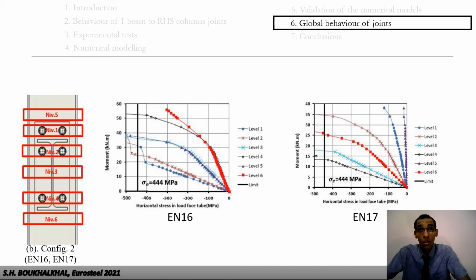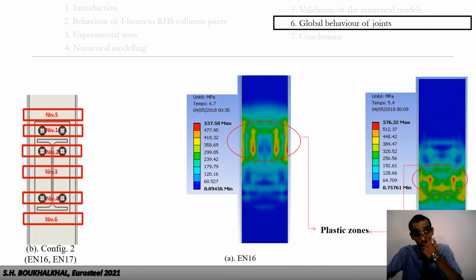In addition, it can be noted that the major parts of the column's loaded face have yielded before the load reaches 14 kN/meters. For EN17, it could be observed that the face of the CFST column yields for a moment equal to 22 kN/meters. Consequently, the joint of configuration B presents a higher resistance for EN16 and EN17. In terms of stress concentration and yield zones, the figure depicts the difference between the two configurations.